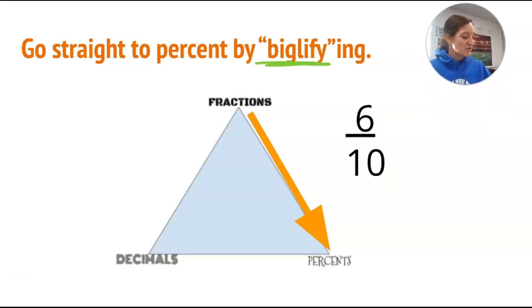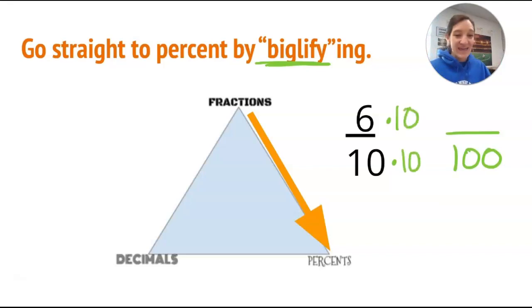Biglifying means that you are going to times the top and the bottom by the same number in order to get to 100. So if I'm at 10 and I want to get to 100, then I'm going to times the denominator by 10. And then to keep them equivalent, I need to do the exact same thing to the top. So 6 times 10 is 60. Now I'll have 60 hundredths.